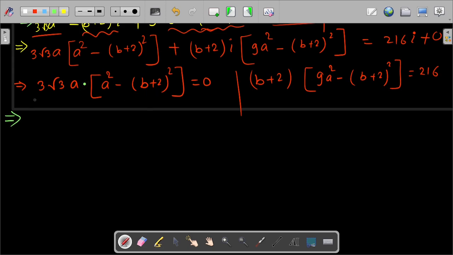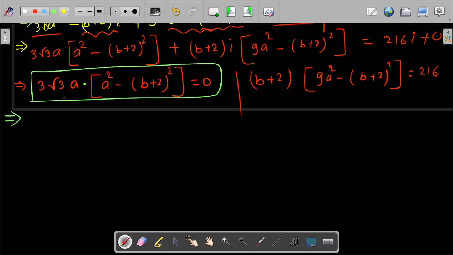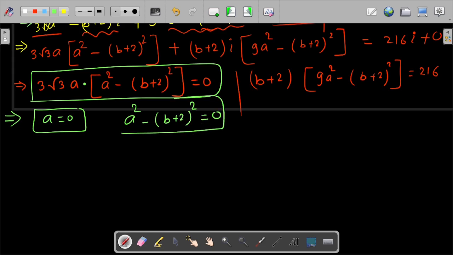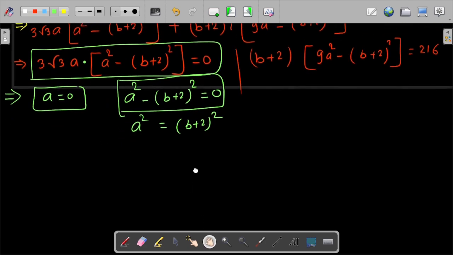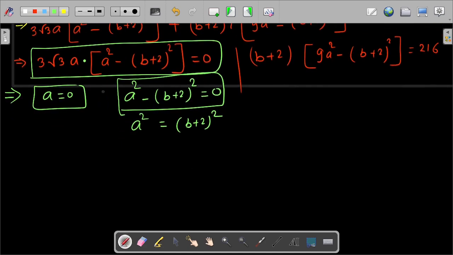So here in the first expression, we can see that we have two factors, something multiplied by something equals 0. So from here you will get either a equals 0, or a square minus (b plus 2) whole square should be equals to 0. From this expression you will have the condition that a square should be equals to (b plus 2) whole square, right? So our solution will be solved in two segments, for a equals 0 and for a square equals this.